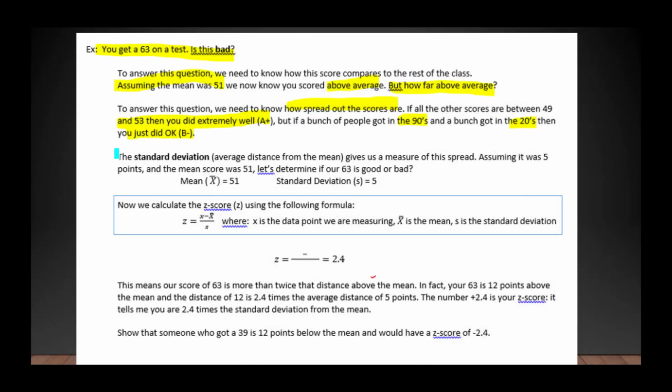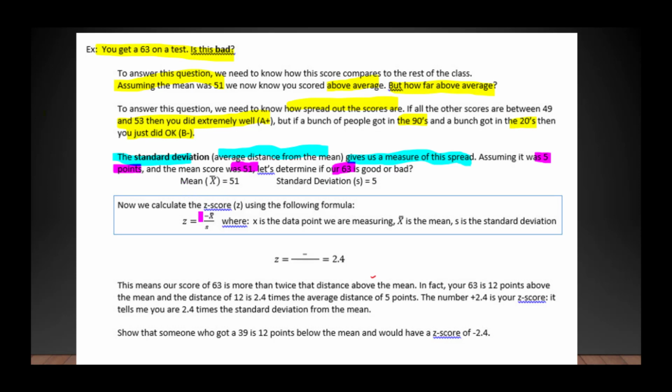Well, we know now that the standard deviation, which is the average distance from the mean, gives us a measure of the spread, which we need to know. We're going to assume in this case that it was 5 points, and the mean is still 51. So now we're going to determine how well 63 is. Is it good or bad?